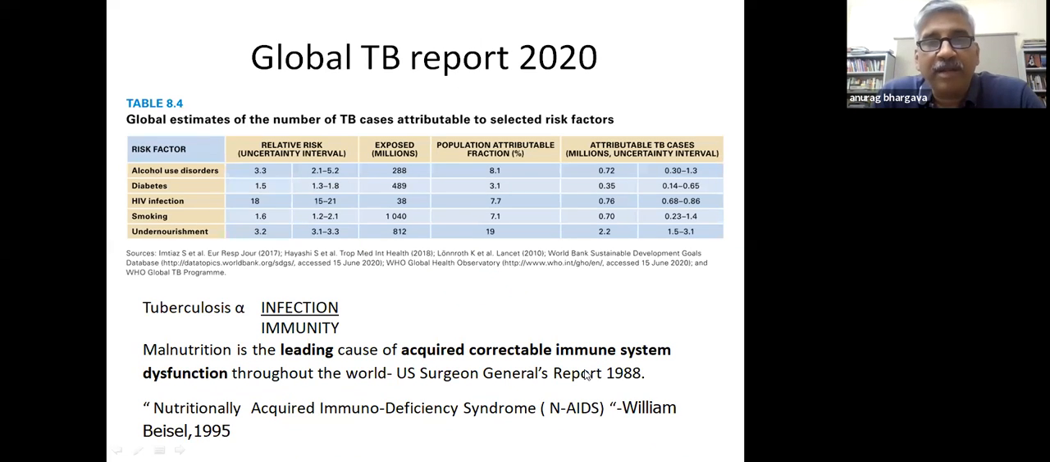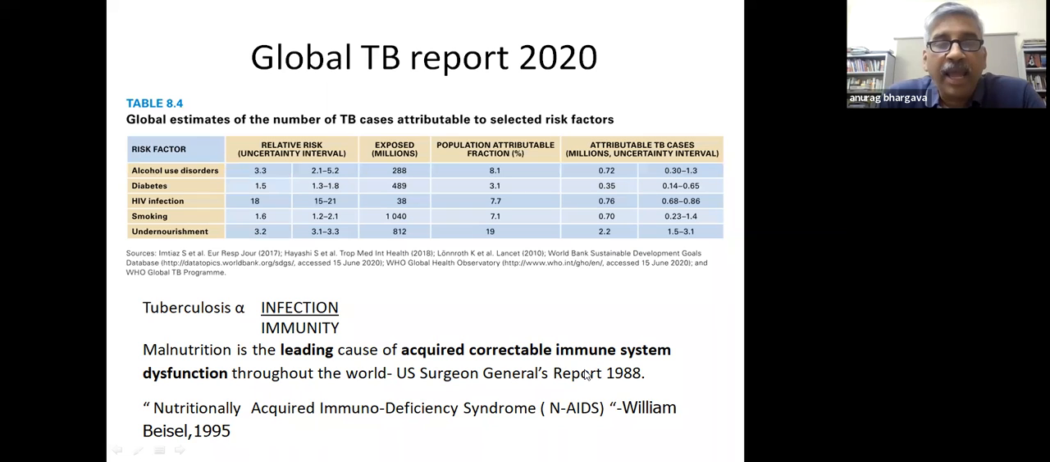So this was the first time that you saw in a global TB report the number of cases of TB in the world which were attributable to the major risk factors, and this was in 2020. And not surprisingly for people like us, undernourishment was seen as the major contributor to TB burden in the world, with an estimated 2.2 million cases per year, which was more than the combined proportion attributable to diabetes, HIV infection, and alcohol use.